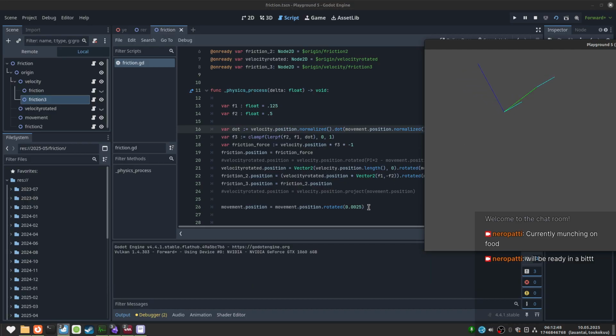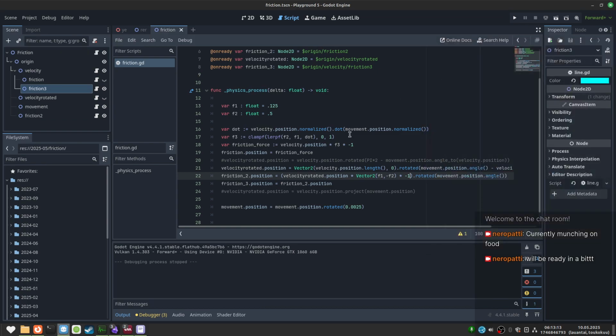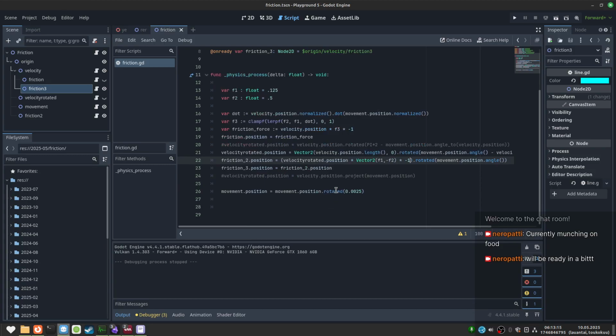Oh yeah, it's supposed to be times -1 here. That's why it's incorrect. Yeah, no, this is correct. It's trying to reduce the velocity, and then if our wish direction is pointing this way, let's disable the animation.